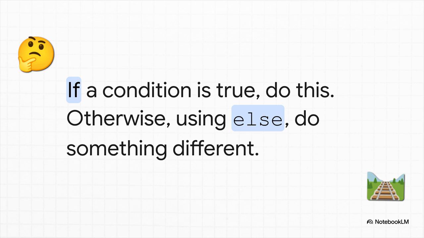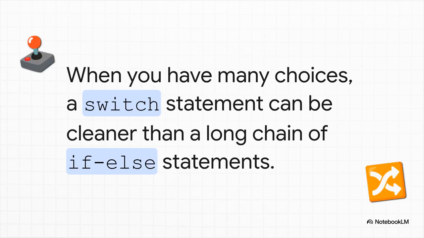So, the most basic way a program makes a choice is with an if-else statement. The logic is exactly how we think. If some condition is true, the program runs one chunk of code. Else, if it's false, it runs a totally different chunk. It's just a simple fork in the road for your program. But what if you have way more than two choices? A long chain of if-else statements can get pretty clumsy.